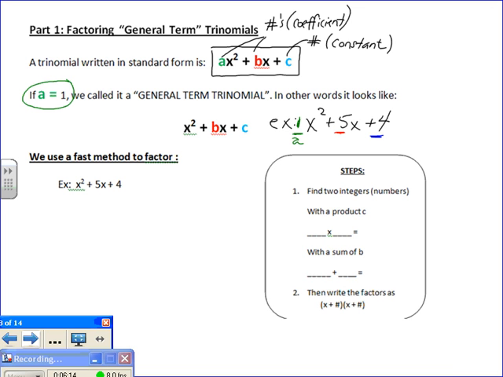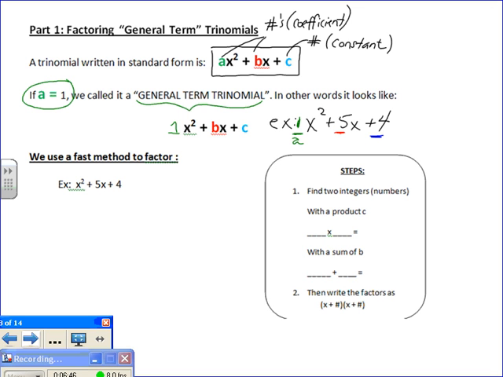So when you see something like my example, or anytime that number right there is a 1, that's called a general term trinomial. a is equal to 1, and that's how we recognize it. If there was a number other than 1 in the front, like 2, 3, 4, or -5, -1, that would not be a general term trinomial. And we have a really fast method that we use to figure out what the factors of this trinomial are. So here's how we do it.